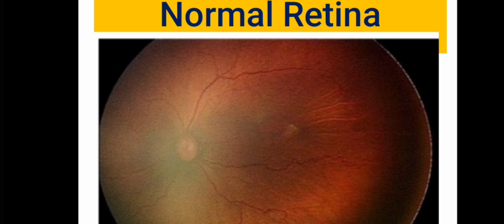Here you can see the normal retina of the newborn where the vascularization is extending even into the periphery. The caliber of the vessel is also normal and the vascularization has extended up to the periphery. This is the normal retina of the newborn.